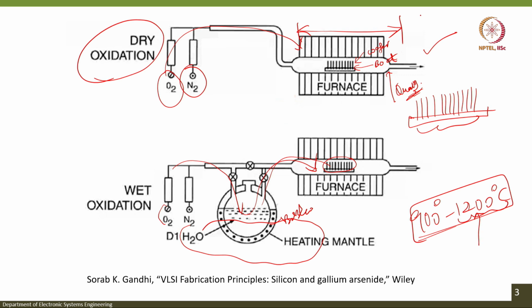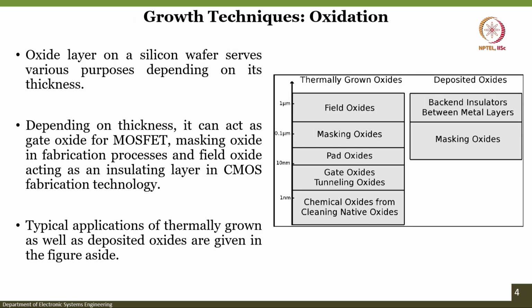So, this is how the setup looks like. The pressure inside the furnace is around 1 atmosphere or something like that, not like PVD and sputter, where typically the pressures are very high. Now, some parts we have discussed already. If you look at the applications of thermally grown oxides, you can use them for field oxides.